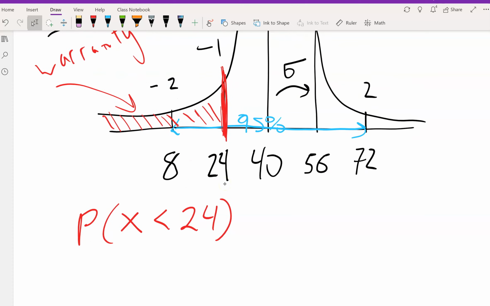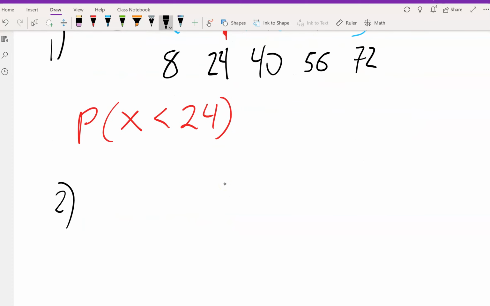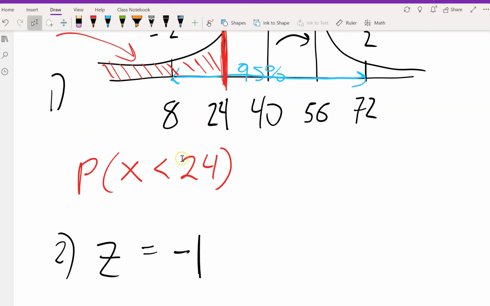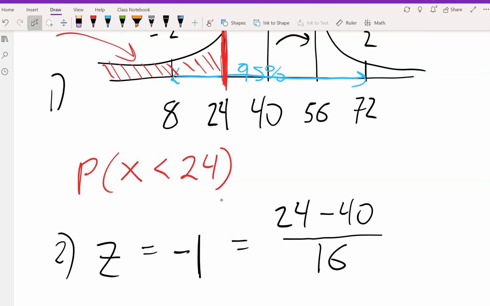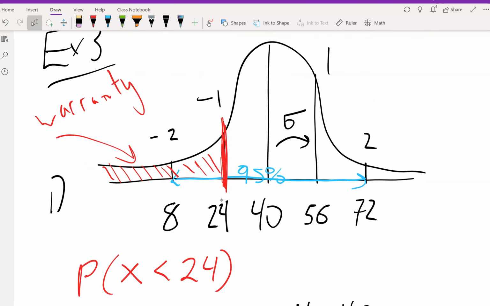Because usually, step 1 is to draw a picture. Step 2 is to get the Z value. Well, I get lucky here. It's -1. If I didn't get lucky, I'd do the transformation formula. I would do the real life minus the mean divided by the standard deviation, which, by the way, again, is -1. So I get the Z value.